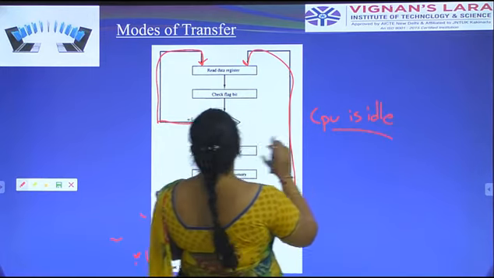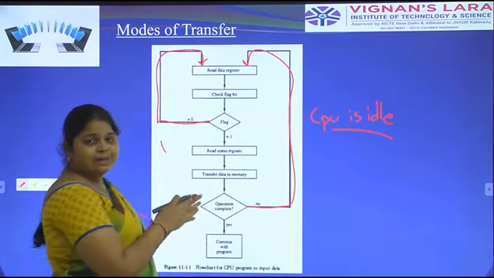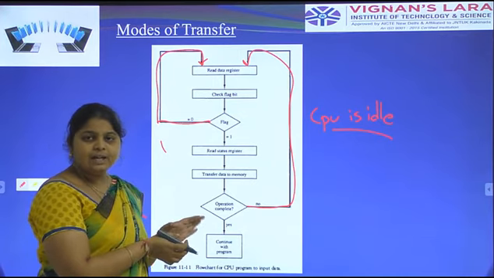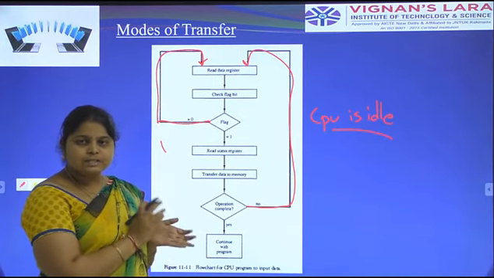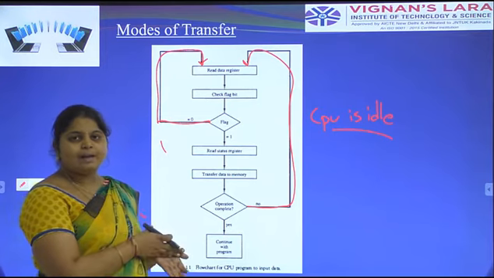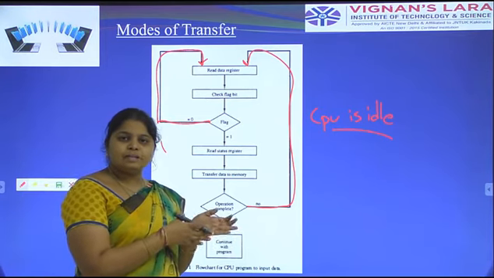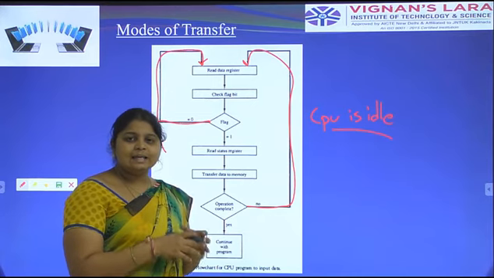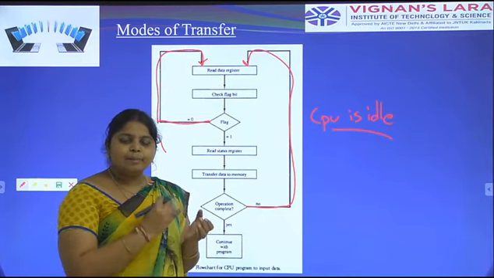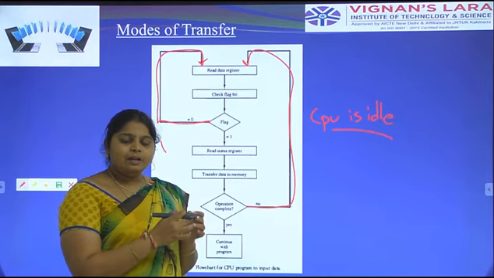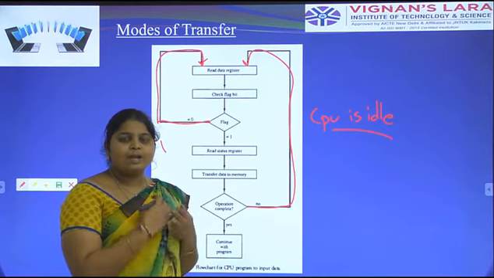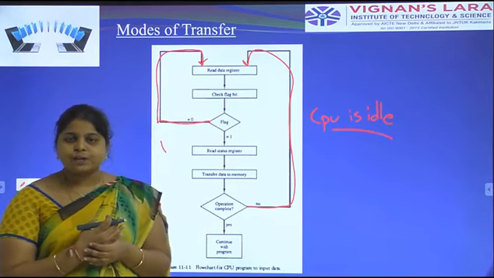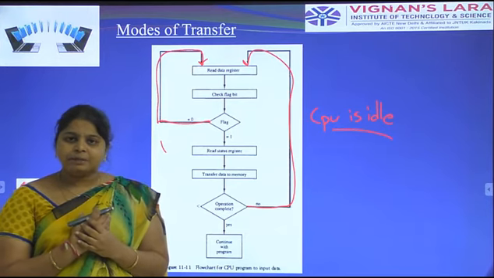Here the loop will be repeated. That's why the CPU time is wasted, and the utilization of the CPU is not provided in an effective manner. The information passed from IO devices to memory or from IO devices to the CPU contains some delay. That's why the CPU is in an idle state. We have to rectify that problem. We have to use the next mode of transfer, that is, interrupt initiated IO.